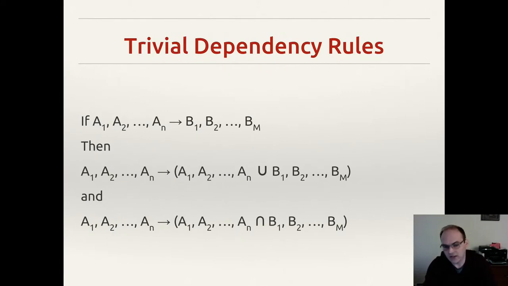And you can also say that it is also true for the intersection. So if I have the intersection of set A and set B on the right-hand side being functionally dependent on the left, that is also true because the intersection is really just a smaller subset of the union, right? So that is obviously going to be true as well.